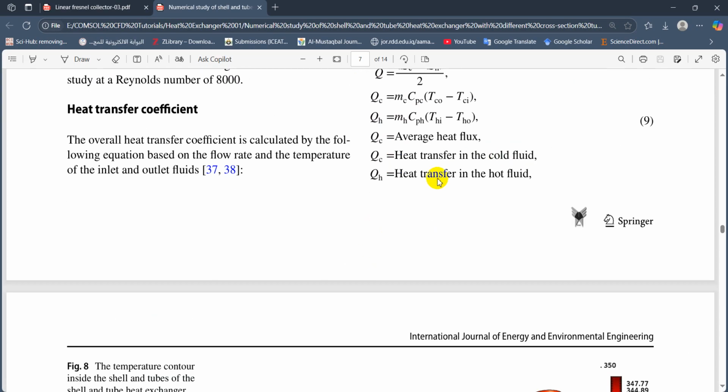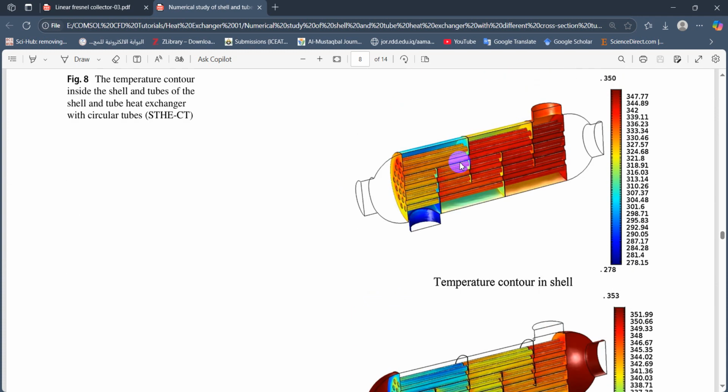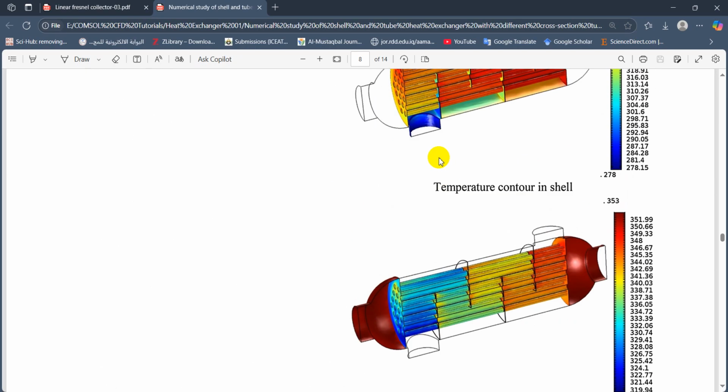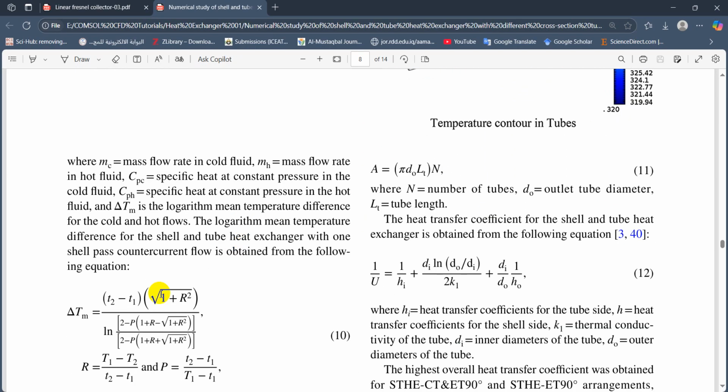the heat transfer in the cold and hot fluid, and you can see these are nice and very pretty temperature contours, okay, lower limit and higher limit. As you can see here, the temperature contour on the shell and on the tube. And of course, the calculation of the logarithmic mean temperature difference is so important in a heat transfer paper on the heat exchanger specifically.